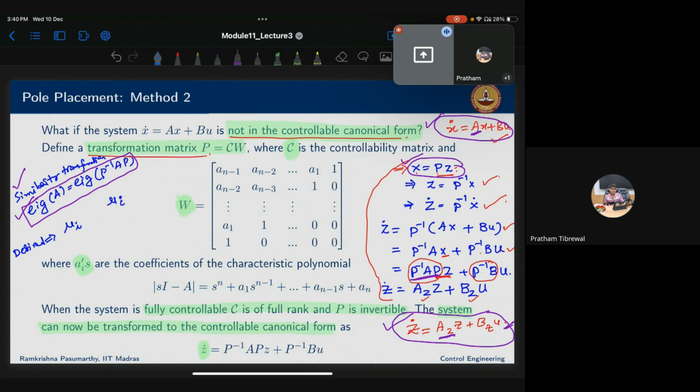So you are starting with the basic state space model using the transformation matrix P, and doing these simplifications. You are ending with this. The eigenvalues of A are exactly equivalent to the eigenvalues of Az. So that relation is between capital omega and small omega.